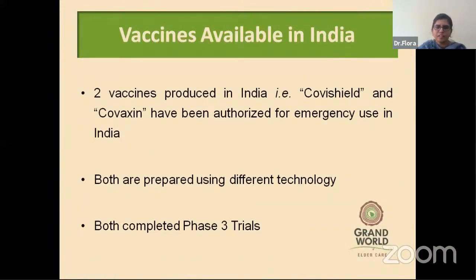A few words about the vaccines available in India. In India, two vaccines are produced, that is Covishield and Covaxin. They have been authorized for emergency use in India. Both are prepared using different technology, and both have completed phase 3 trials and are safe to use.